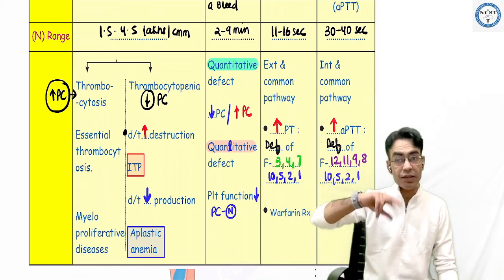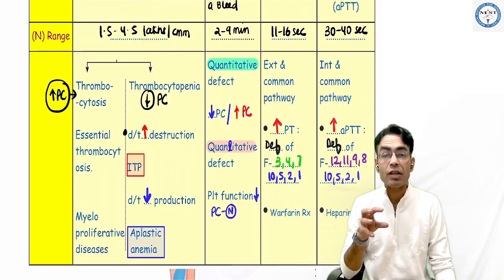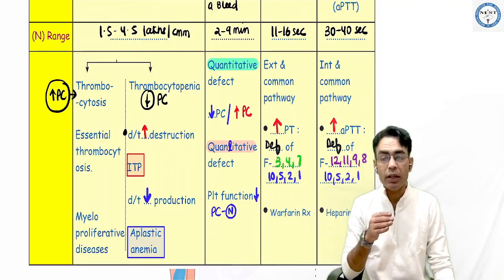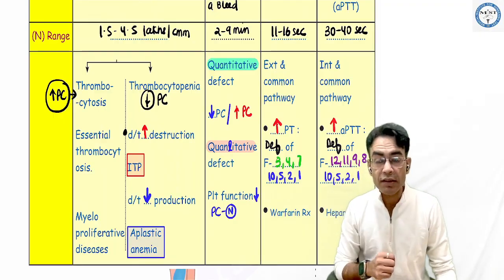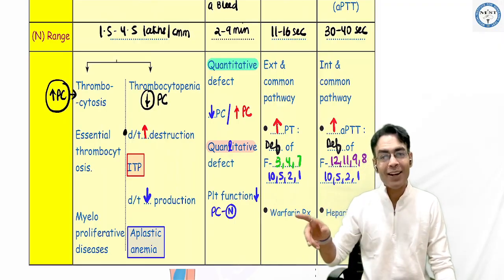Your PT, extrinsic and common. So if the PT is increasing, that means there's a deficiency of coagulation factors which are involved in extrinsic and common. So what are the factors involved in extrinsic and common? 3, 4, 7, 10, 5, 2, 1.